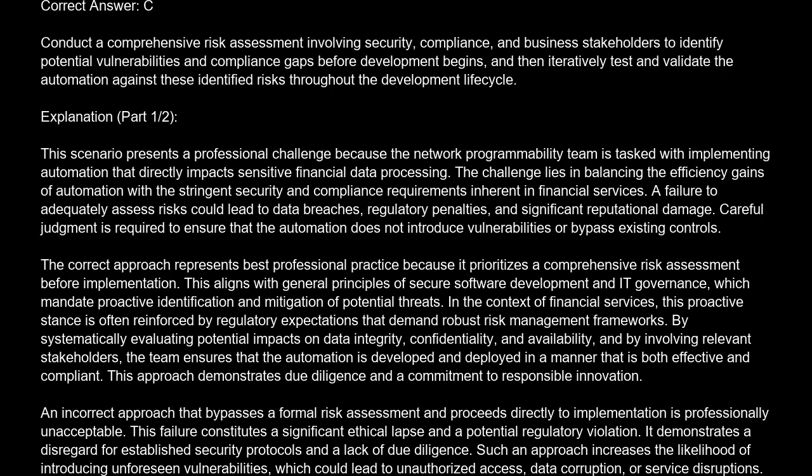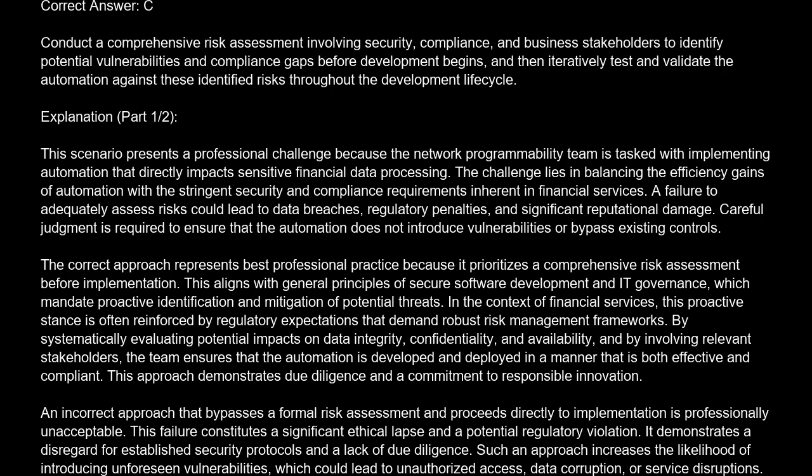In the context of financial services, this proactive stance is often reinforced by regulatory expectations that demand robust risk management frameworks. By systematically evaluating potential impacts on data integrity, confidentiality, and availability, and by involving relevant stakeholders, the team ensures that the automation is developed and deployed in a manner that is both effective and compliant. This approach demonstrates due diligence and a commitment to responsible innovation.